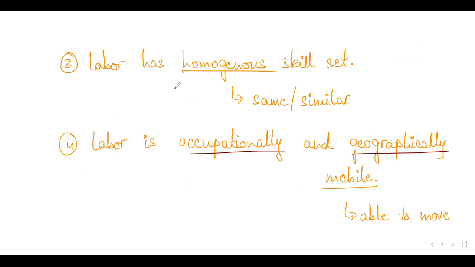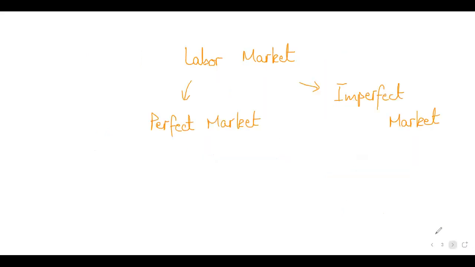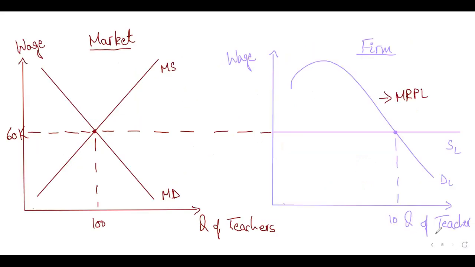The third one is that labor has a homogeneous skill set, right? So you do not differentiate between people because each person is equally good, right? Same or similar skill set. And the last one that we discussed is that labor is geographically and occupationally mobile, right? Exactly. And MRP, marginal revenue product of labor, is basically marginal revenue times marginal product of labor, MPL. Exactly. Correct. That's correct. Right? Okay.